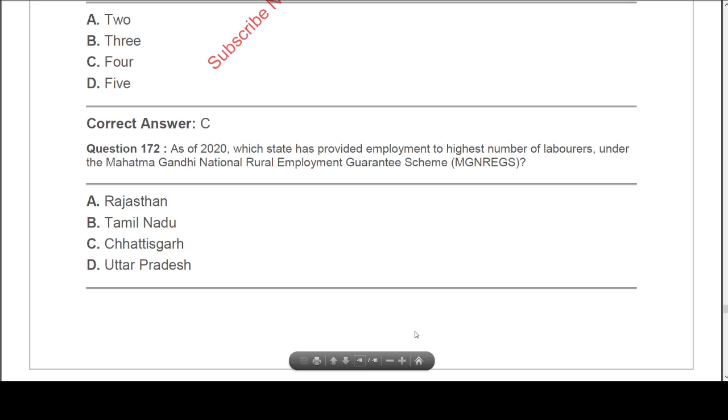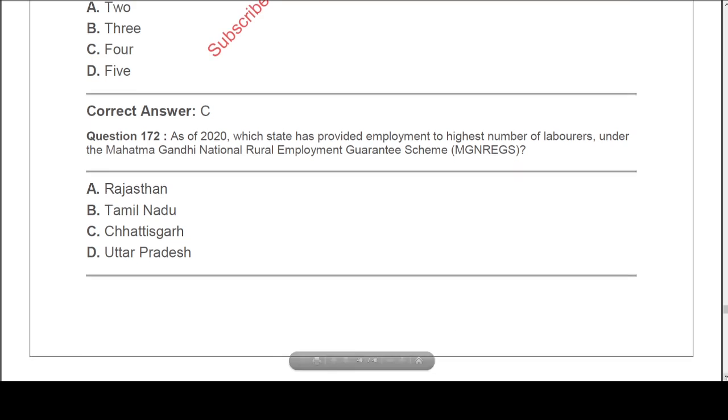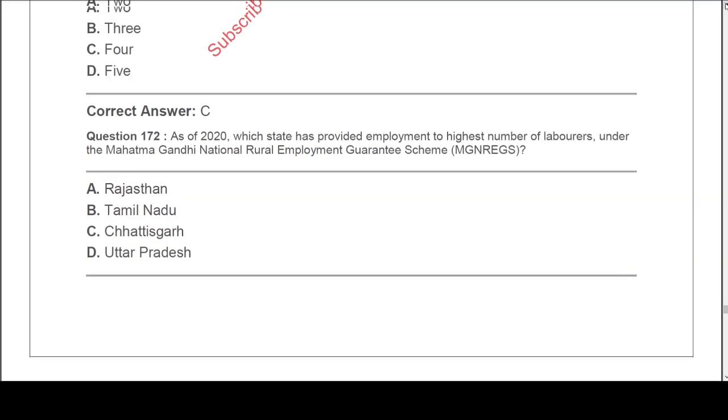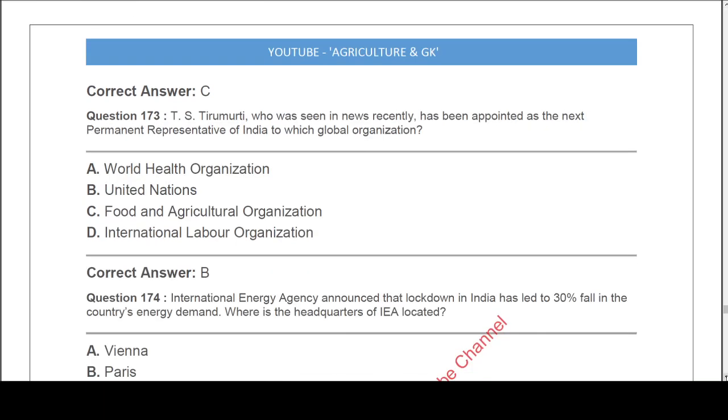As of 2020, which state has provided employment to the highest number of laborers under the MG scheme? It is option C, Chhattisgarh. T.S. Tirumurthy, who was seen in the news recently, has been appointed as the next permanent representative of India to which global organization? It is the United Nations, UN.